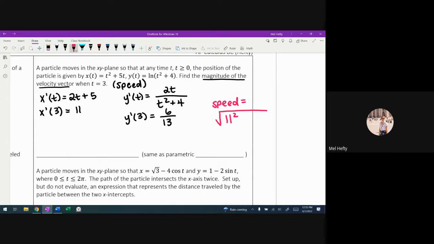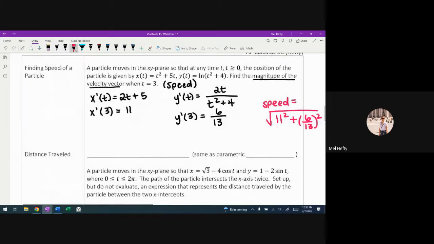So I'm going to do 11 squared plus 6 over 13 squared. Since that's the last thing it's asking me to do, no way in heck I am simplifying that number. It's a number. All right, did I answer all parts of the question? Yeah, I think so.